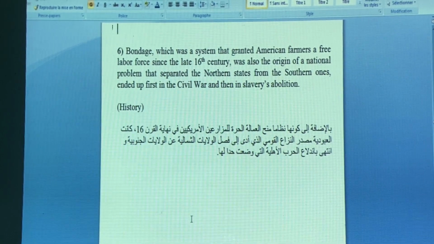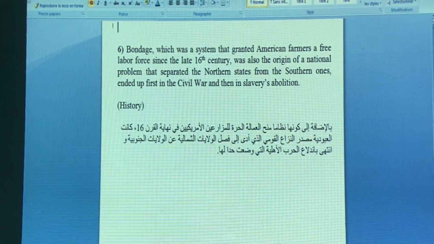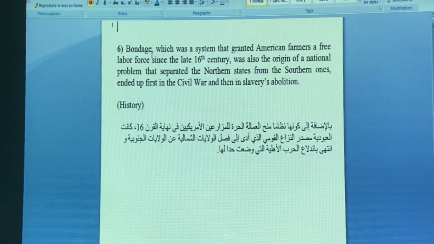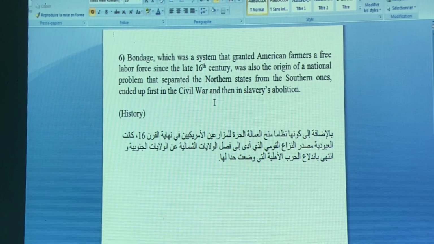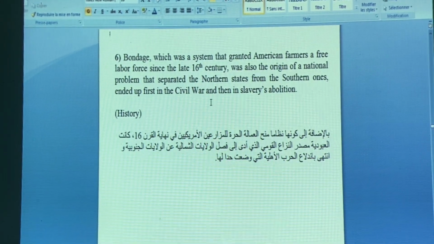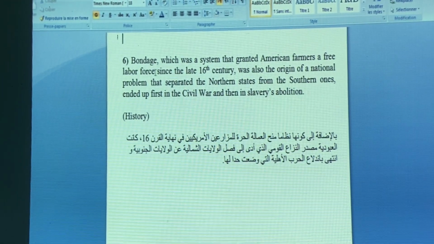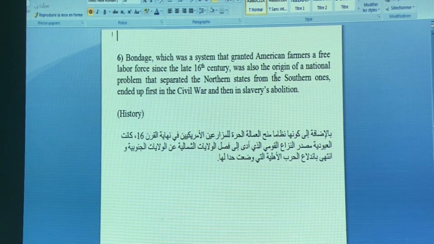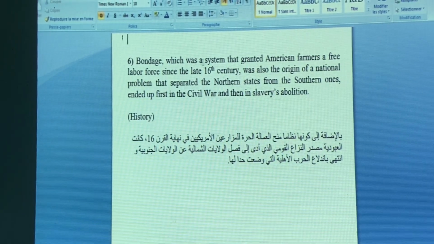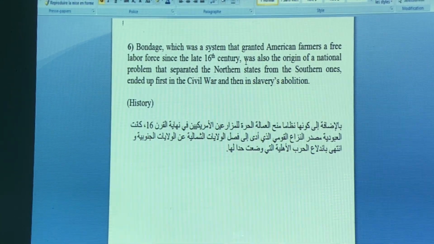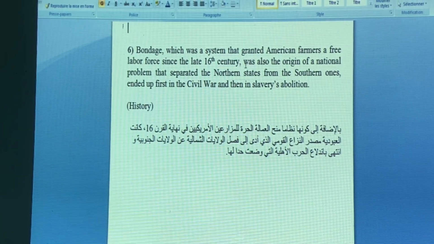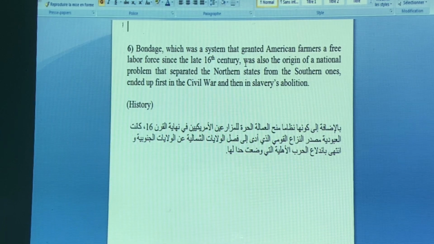Okay, so bondage. Here we have bondage, which was so and so and so. Here, look, bondage, comma, which was etc., and then comma, was. Here we have a parenthetical sentence, meaning that the sentence is "bondage was also...". What we have in between the two commas is additional information. Okay, you have to be careful how to translate this in Arabic.